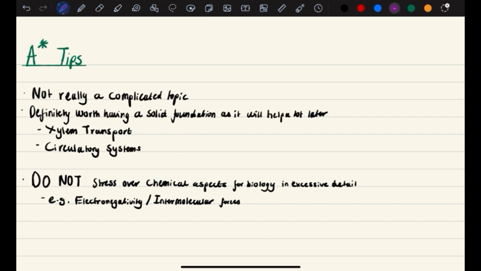Really important: do not stress over the chemical aspects of water for biology. So for example, understanding what electronegativity is or your intermolecular forces. I would say that's more of a chemistry problem to deal with. For biology, we're just going to focus mainly on the hydrogen bonding and how that's going to help to form the properties that we've talked about in this video.